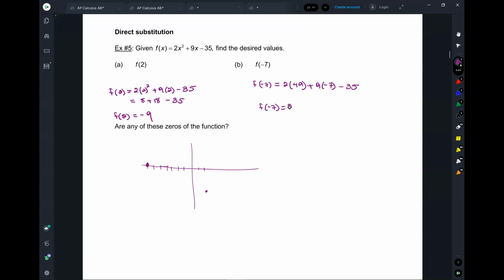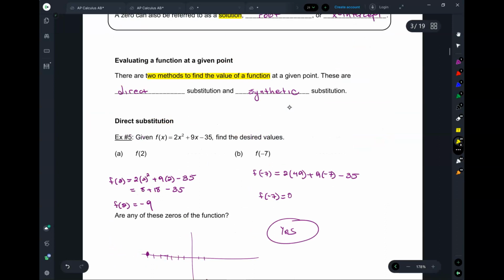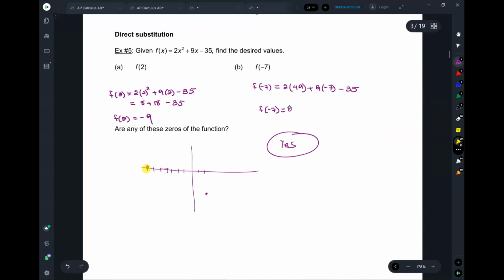Which one? Negative 7. The negative 7 is a 0. Wait, how? Because a 0 is where the graph crosses the x-axis. So anytime f of x is 0, what are the y values there? 0, 0, 0. Whenever the y value is 0, that's a 0 of the function. So x equals negative 7 is a 0 because f of negative 7 equals 0.